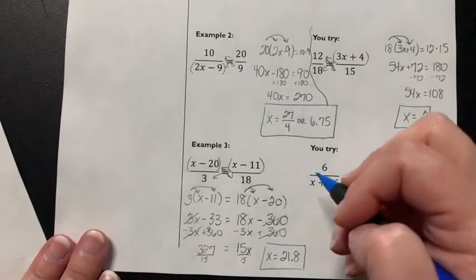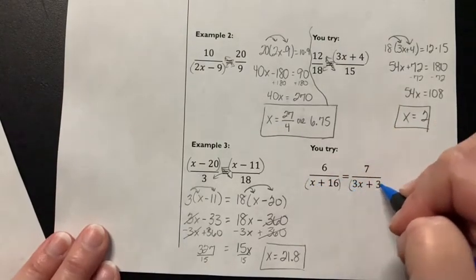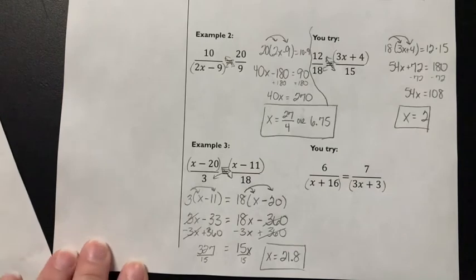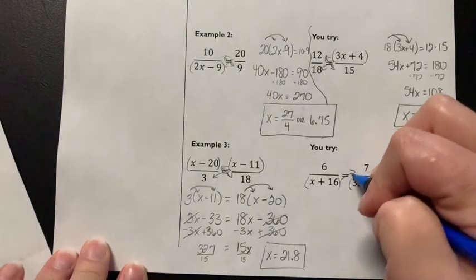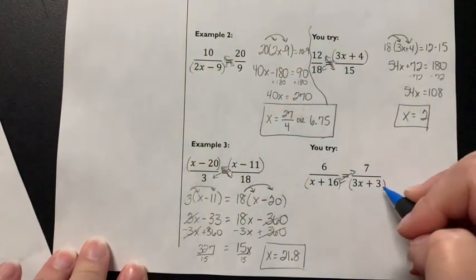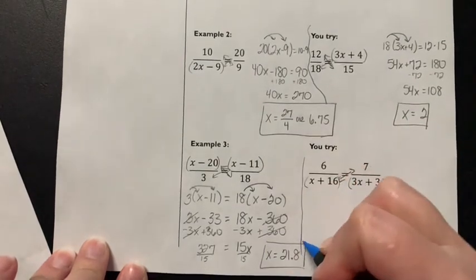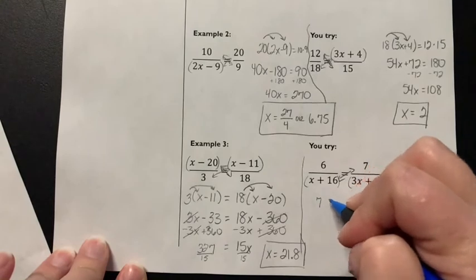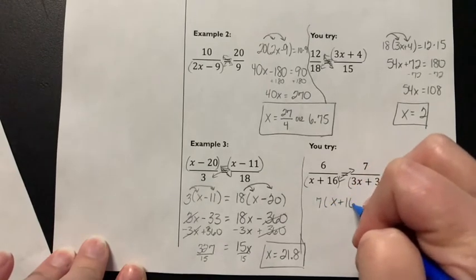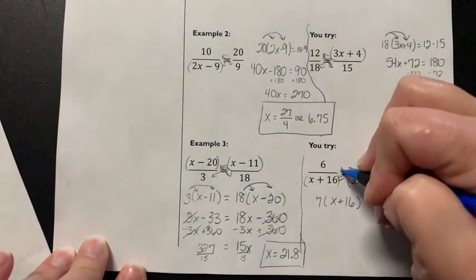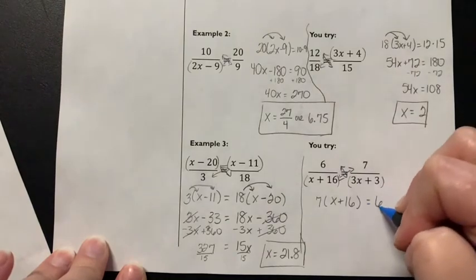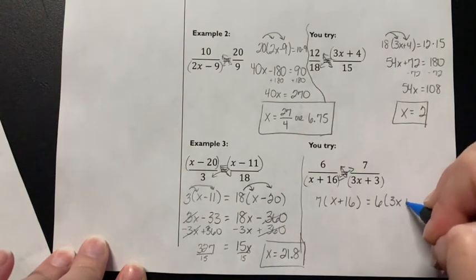Okay. Hopefully you paused and you had enough time to work through that one. Start in the same fashion. I put parentheses around, and then we're going to set it up. So I've got 7 times, let me draw a little line here, don't get confused. 7 times (x plus 16) is equal to 6 times (3x plus 3).